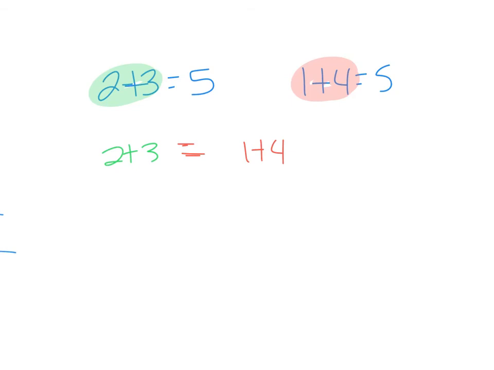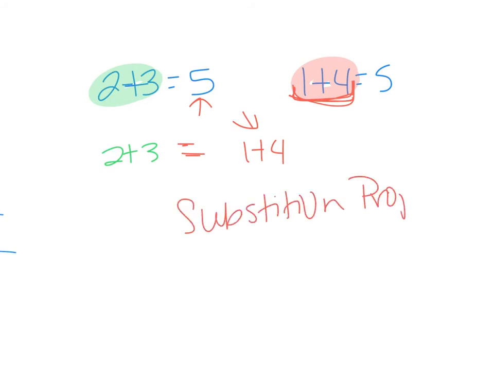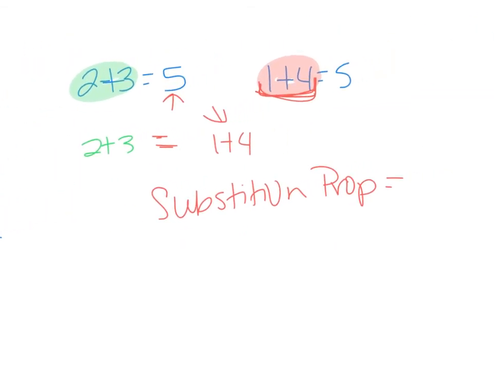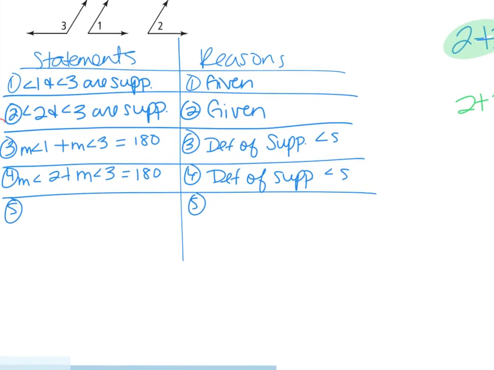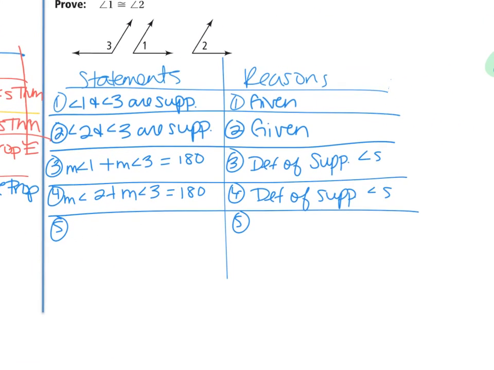Let's say we plugged in this 1 plus 4 for that 5. So that is, again, the substitution property of equality. If you wrote transitive on your test, I would not count it wrong, but try to put substitution. Okay, so why did I do that little tangent right there?